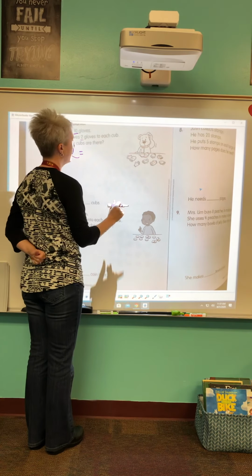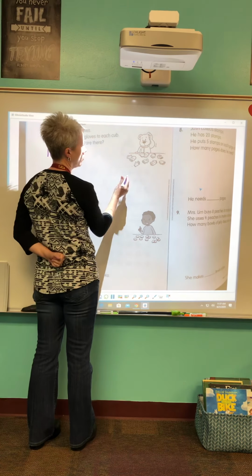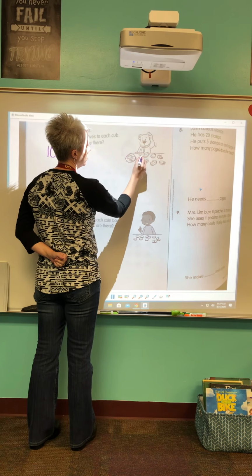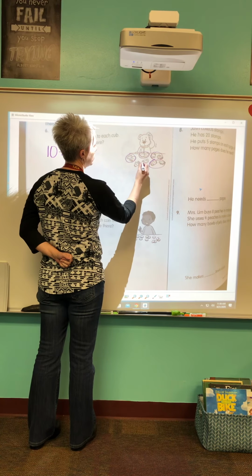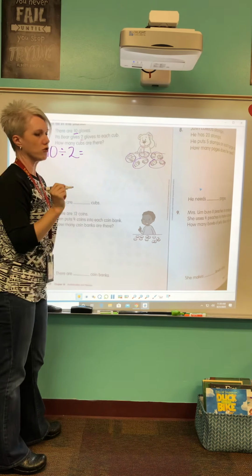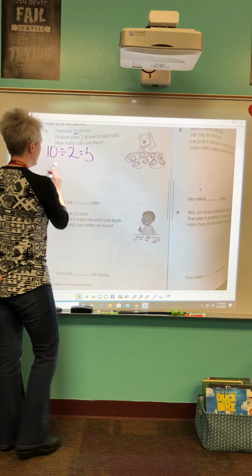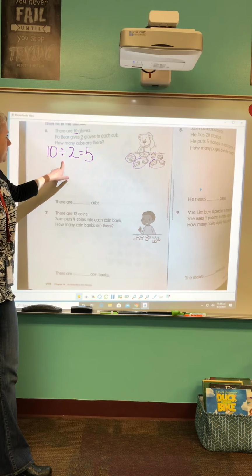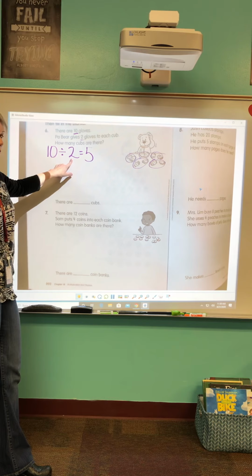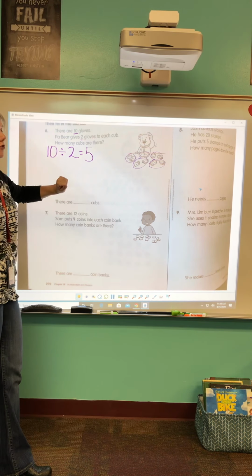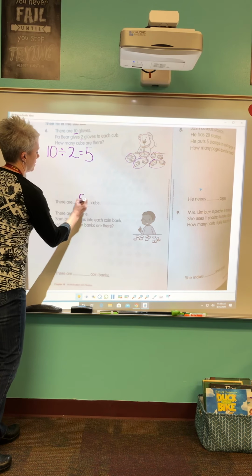So we have 10 gloves. Each cub gets 2. So each group is going to have 2. We're going to circle groups of 2. 1, 2, 1, 2, 1, 2, 1, 2, 1, 2. How many groups do I have? 1, 2, 3, 4, 5. 10 gloves divided by 2 equals 5. So we give 2 gloves to each cub. We will give them to 5 cubs. There are 5 cubs.